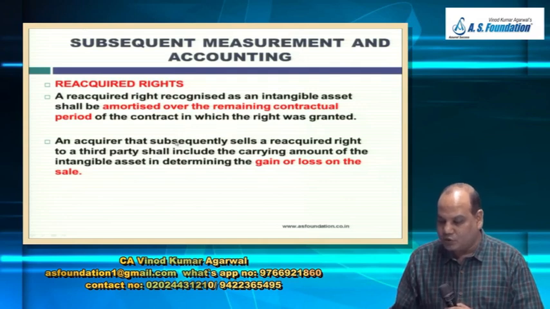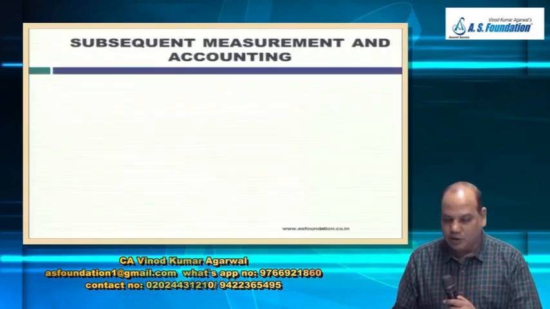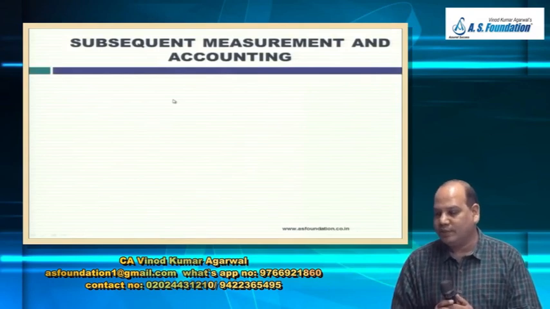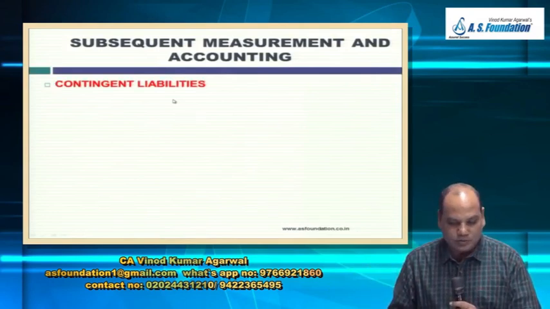In case you sell the reacquired rights, you may sell them also. If you sell it, the difference between the sale value and carrying amount will be shown as gain or loss in the P&L account. So it will be recognized as an intangible, amortized over the remaining period. In case of sale, profit or loss is transferred to the P&L account.